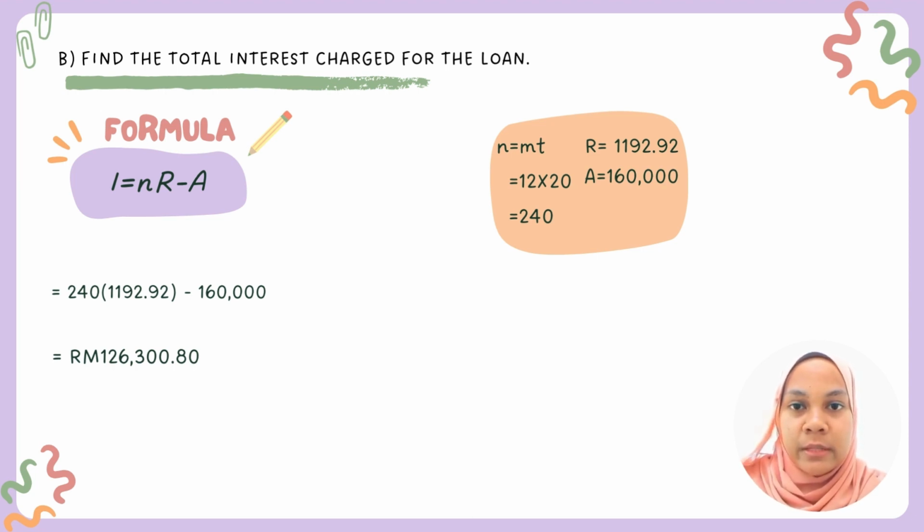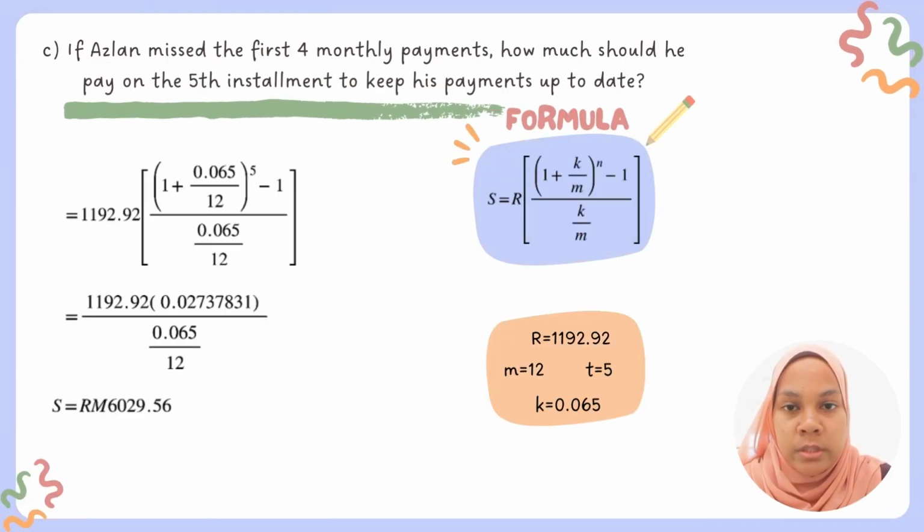Next is 1B. Find the total interest charged for the loan. The formula you guys have to use for the total interest is I equals NR minus A. Since you guys have all the information, just substitute into the formula. N equals M times T. M is 12 while T is 20, so 12 times 20 is 240. R is 1,192.92 while A is 160,000. So the total interest that you will get is 126,380.